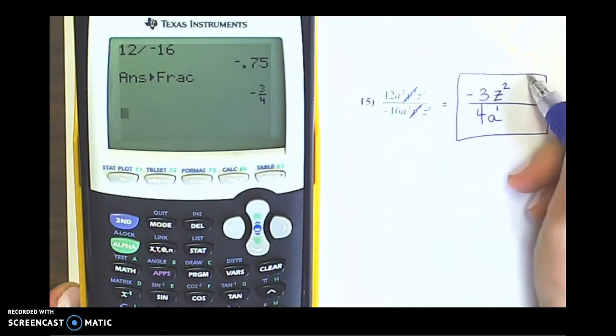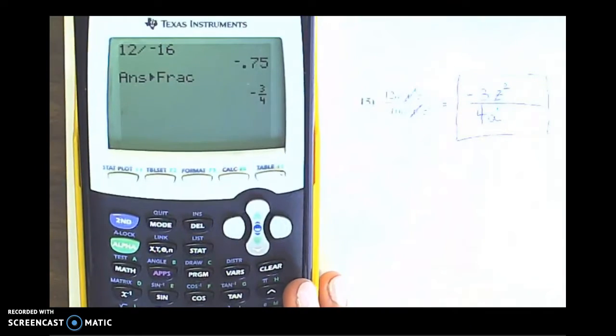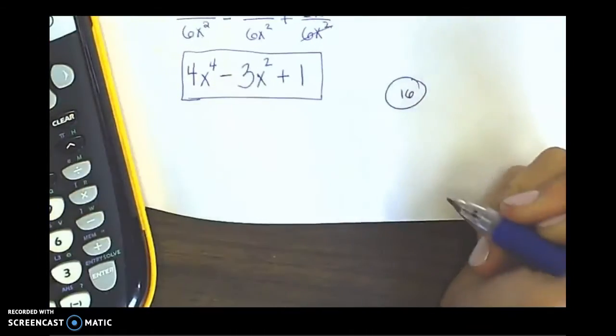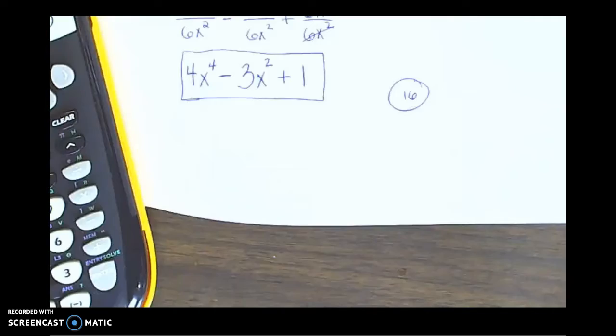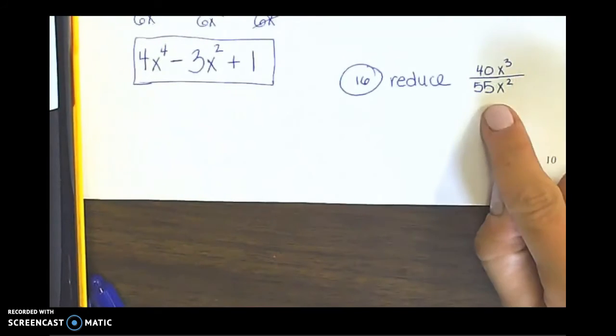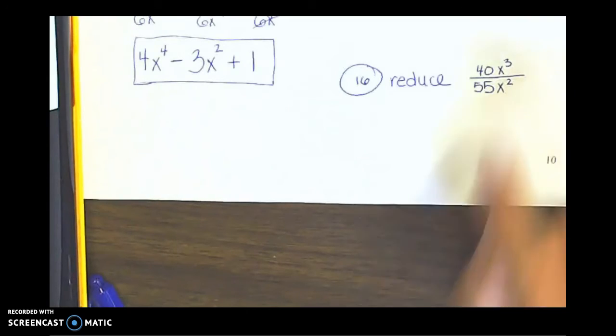All right, ladies and gentlemen, you've just completed today's lesson. The last thing that I'd like you to do is in your calculators, try to reduce this fraction: 40x to the third divided by 55x squared.